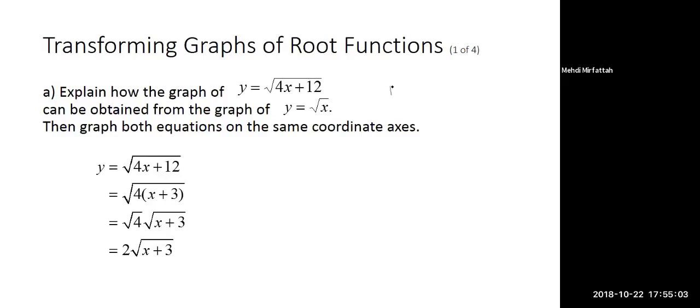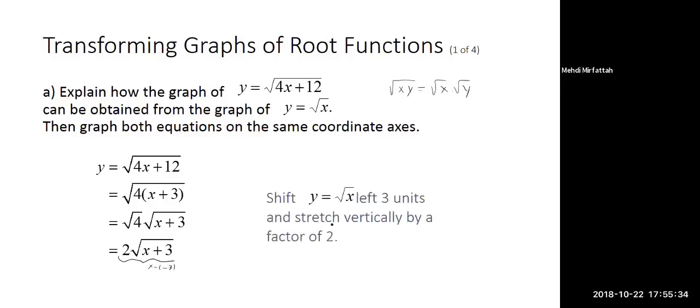And I can separate this. Recall if I had the square root of x times y, I could separate this into the square root of x times the square root of y. So I can write this as the square root of 4 times the square root of x plus 3. The square root of 4 is equal to 2. So now I can see how it's shifting because we have x plus 3. This is really x minus negative 3. So your shift would be to the left 3 units. And this 2 tells me that the graph is stretched vertically by a factor of 2.